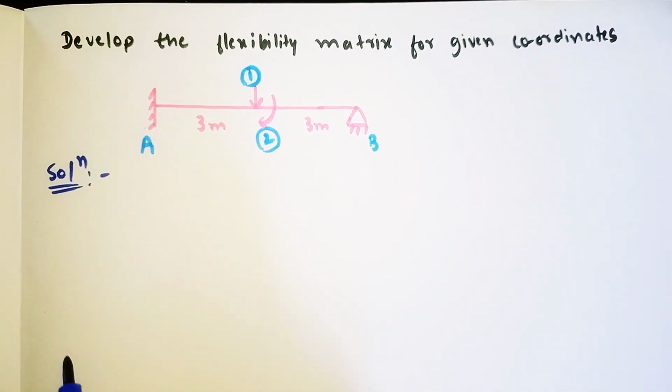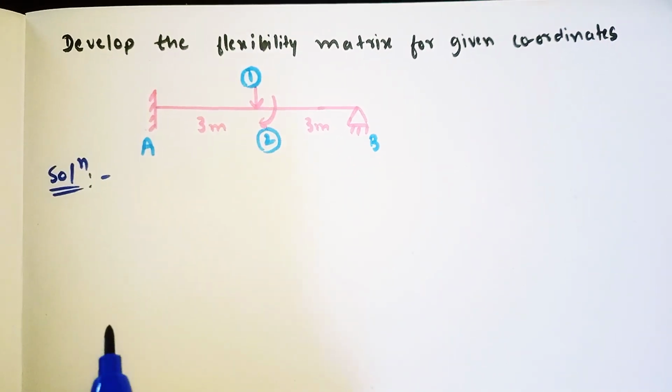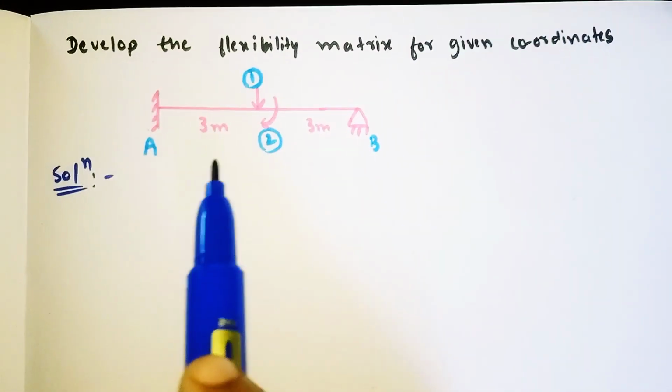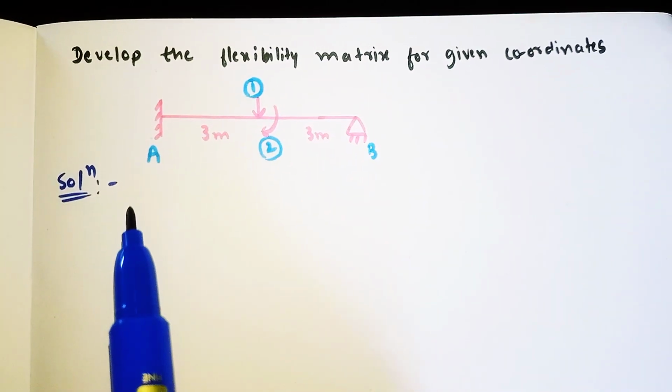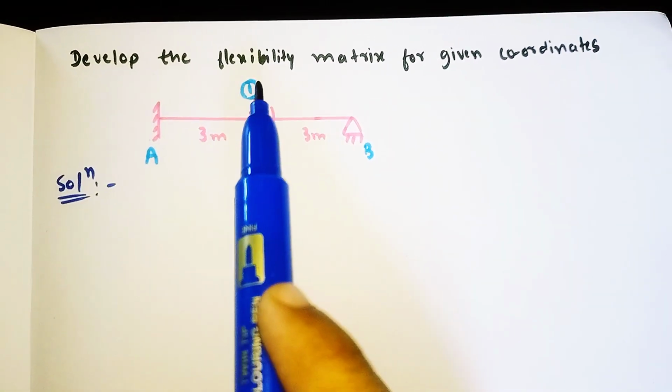So in the last video we have seen the working procedure of the flexibility method. So today we'll solve a problem on that. So this is the given problem. The given problem is like this.